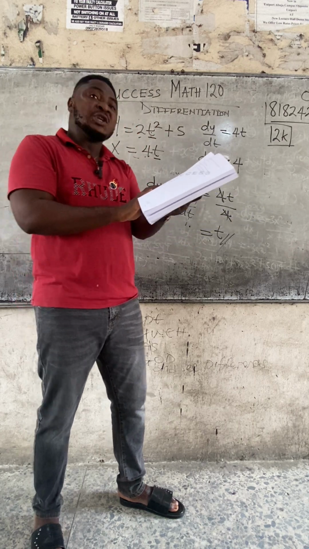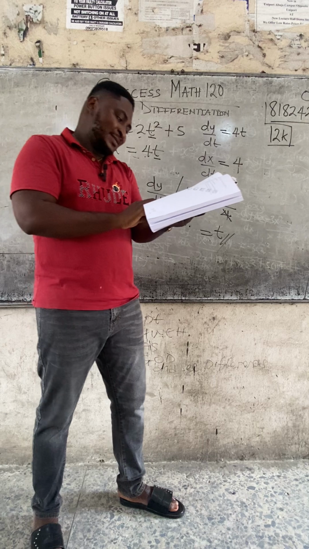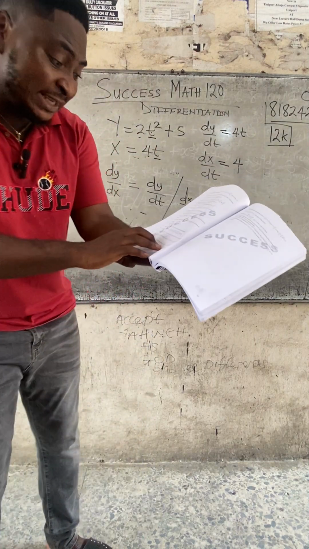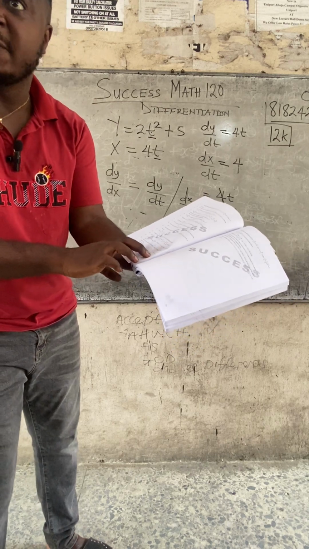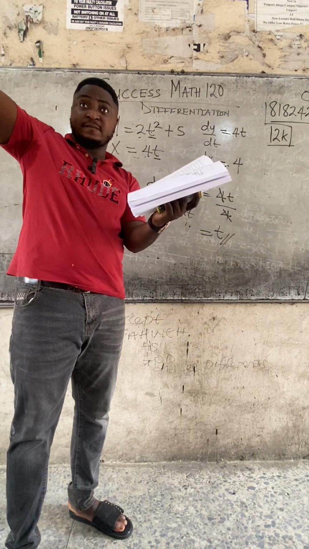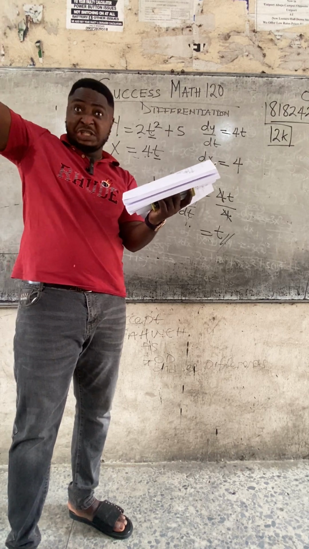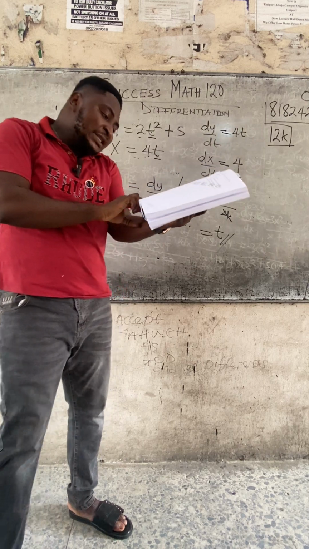24, limits. 25, limit of infinity shortcut. 26, differentiation. 27, differentiation. 28, functions. 29, slope, that is application of differentiation. There are 4 applications of differentiation. We have slope of a curve, we have stationary point, we have rate of change, and we have tangent and normal to a curve.